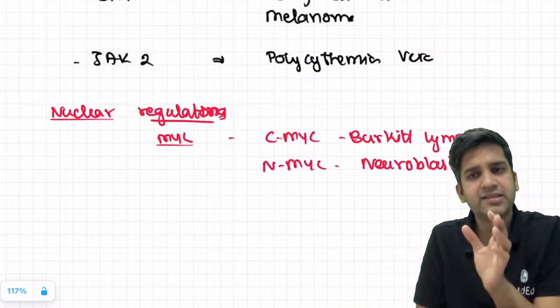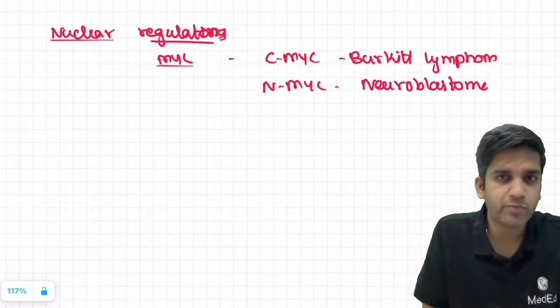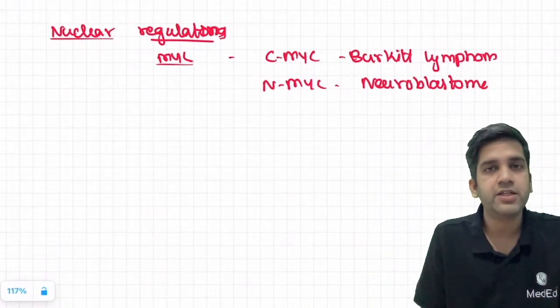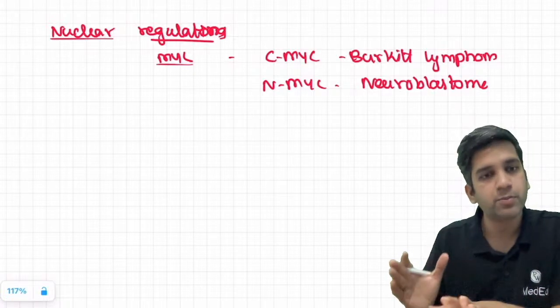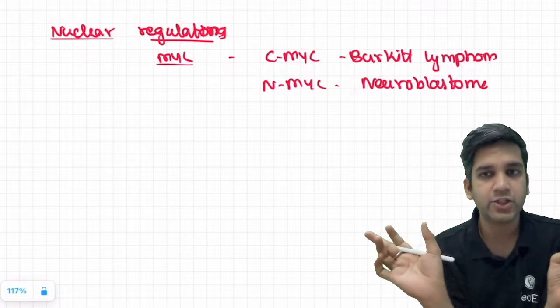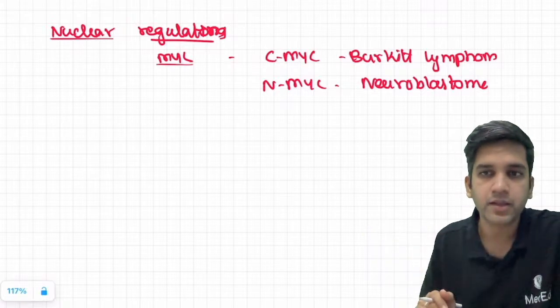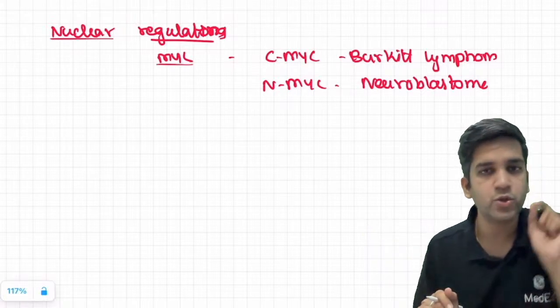Rahul, pure red cell aplasia is exactly the opposite of polycythemia, right? In pure red cell aplasia, you have a problem with no red cells. In polycythemia, the problem is excess red cells. It's exactly the opposite spectrum. Fine. Okay, so this is the nuclear regulatory protein.